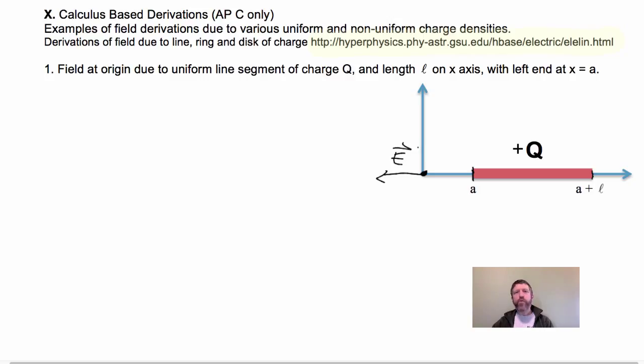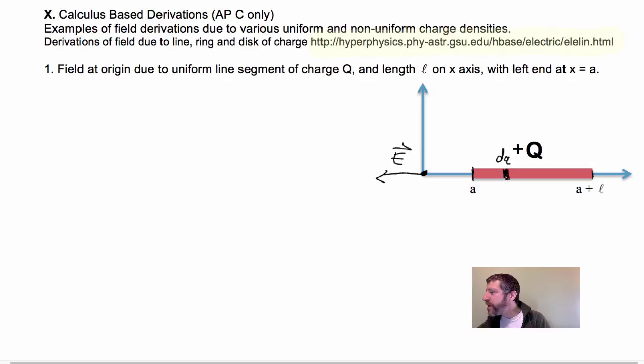Could I just use kq over r squared? I can't, because each of these little infinitesimal pieces of charge, I'm going to pick an arbitrary piece of charge right here, dq, is not the same distance away as all the other little infinitesimal pieces of charge. So this is why I have to integrate, because there's an infinite number of these little tiny dq's, and they're all a different distance away.